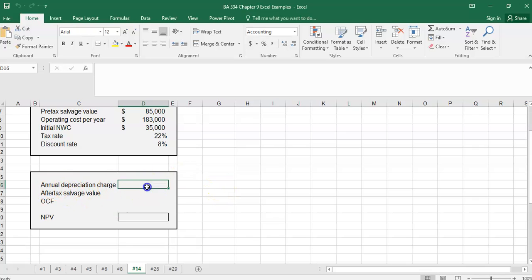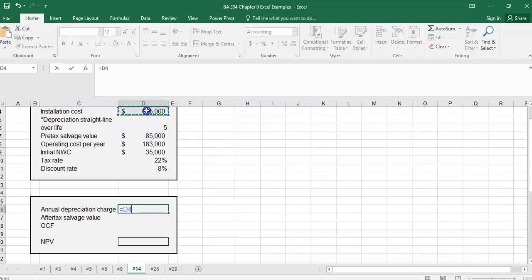First, we're going to do the annual depreciation charge. So our depreciation is the cost divided over the useful life for straight line depreciation to zero. Next, we have the after-tax salvage value. So the after-tax salvage value is calculated by taking our pre-tax salvage value times 1 minus our tax rate. So pre-tax salvage times 1 minus the tax rate.